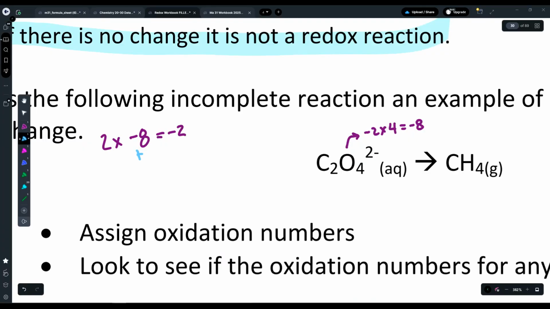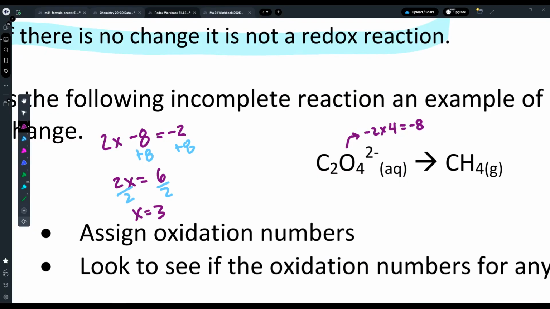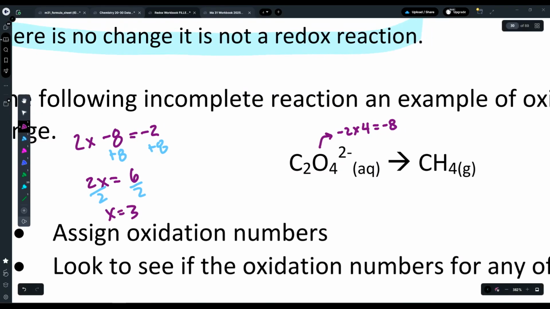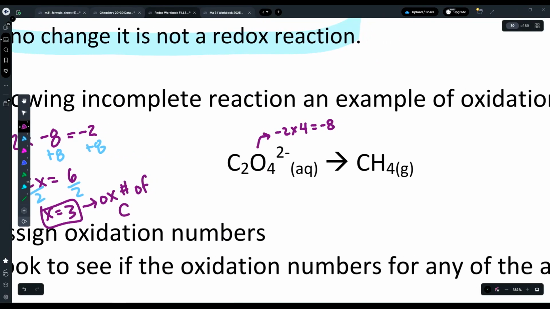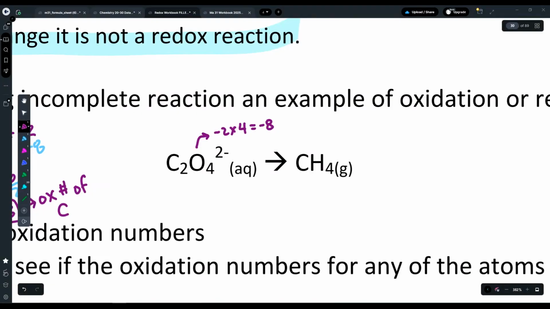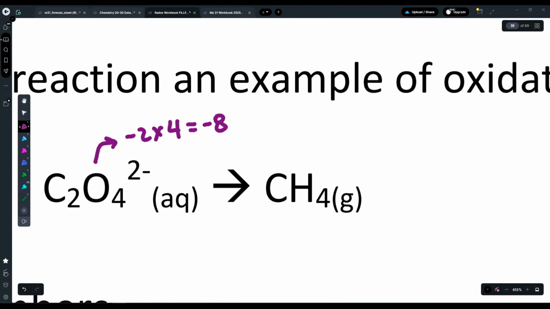So isolating for x, I'm going to add the 8 over. And then divide each side by 2. So the oxidation state of carbon is 3. So that's each of those carbons has an oxidation state of 3. Okay. Now, meanwhile, let's check out the oxidation state of carbon on the product side.